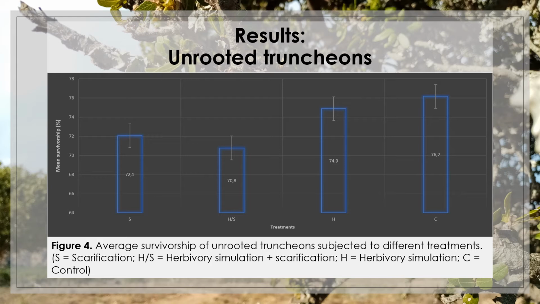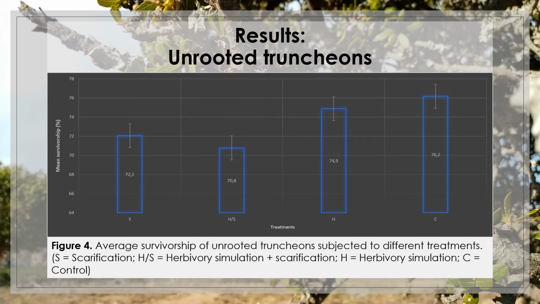down by indigenous herbivores. With the scarification treatment, while it creates more sites for root development and growth, it also creates even more wounds and more sites for water loss, and this could likely explain why this treatment had a relatively lower survivorship compared to the herbivorous simulation and the control.